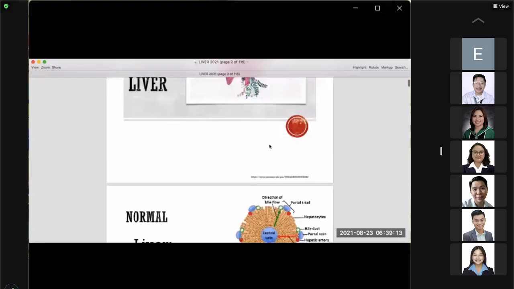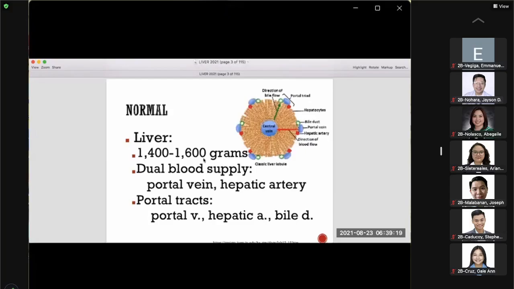Looking at the normal liver, you see here that it weighs about 1,400 to 1,600. If you go below this one, way below, then you have a state of atrophy. And this is commonly observed in cases of cirrhosis, liver cirrhosis. When you go beyond 1,600, then you are in the state of hepatomegaly. You get the enlarged liver, heavy liver, secondary to certain disease process.